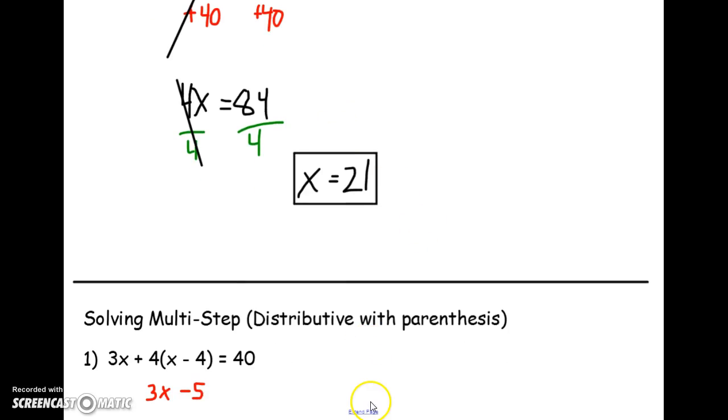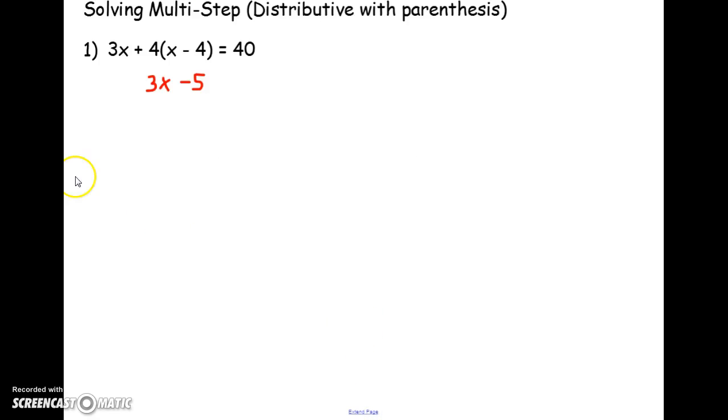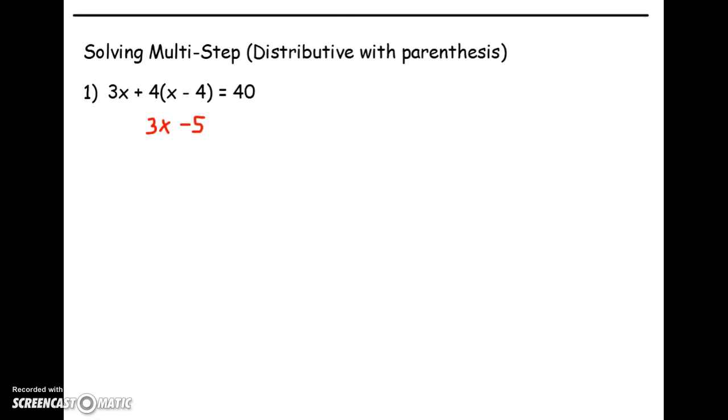So one last problem here, and I have some nonsense written here. Ignore that. Let me get that erased. Okay. So now in this one we have to do some distributing, as well as some combining like terms. But we're going to take care of our distributing first, because I can't combine this 3x with this x, because he is trapped within our parentheses. I'm going to have to do this distributive process first.